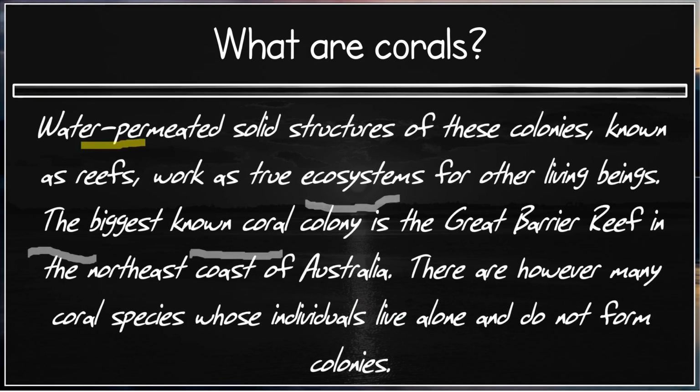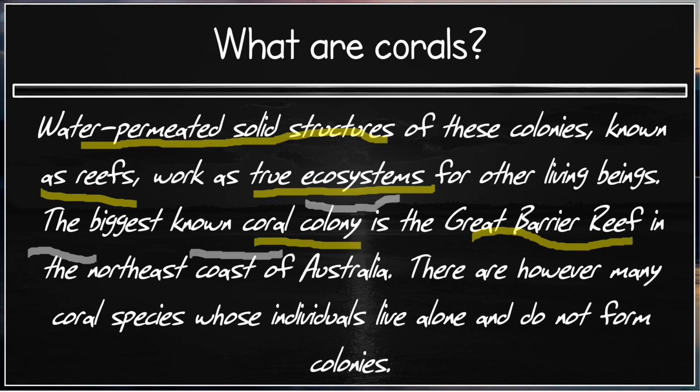Water permeates solid structures of this colony, known as reefs, which work as a true ecosystem for other living beings. The best known coral colony is the Great Barrier Reef in the northeast of Australia. There are, however, many coral species whose individuals live alone and do not form colonies.